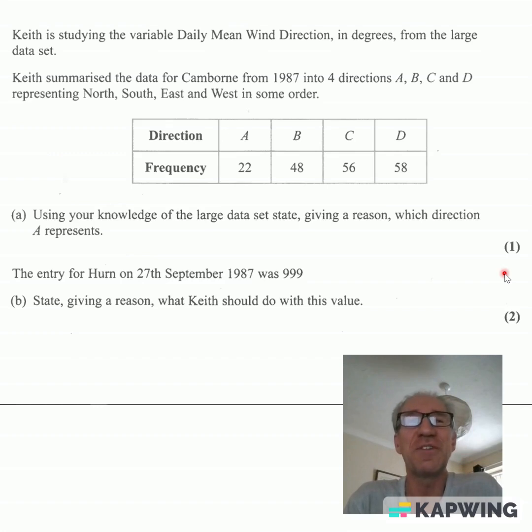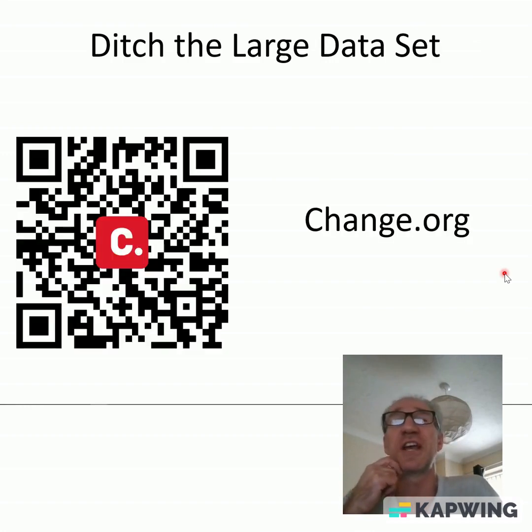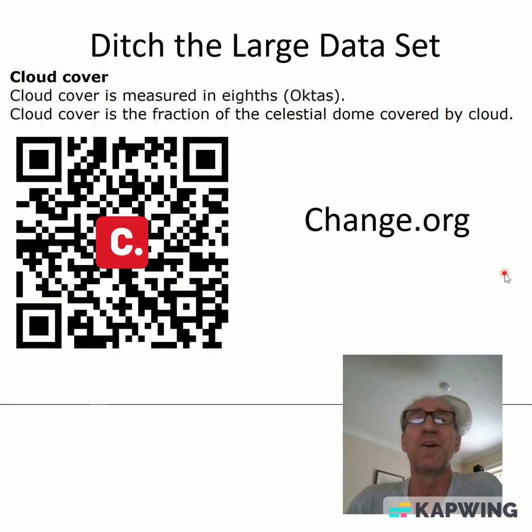And then it said the entry for Hearn on the 27th of September was 999. Given a reason, what Keith should do with this value. Keith should ditch it because it's not between 0 and 360. Oh, God. We're going to ditch the large data set. It's pointless. I've got a petition on change.org. As far as I'm concerned, they can shove it where there are a lot of octas. And that's a large data set joke, by the way.